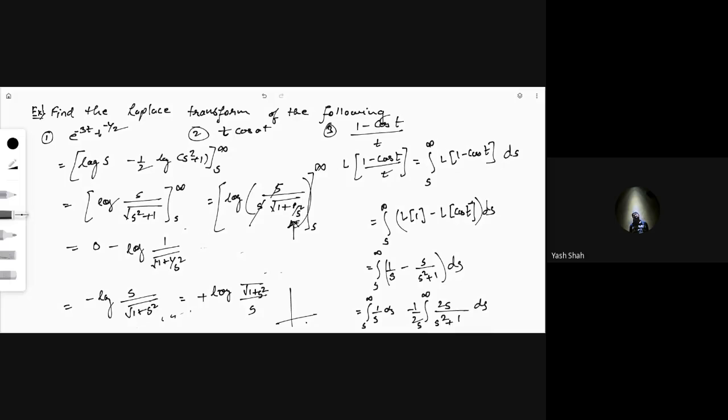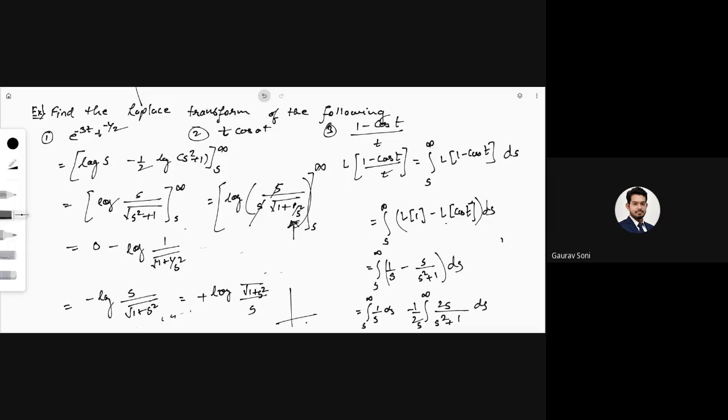Sir, I didn't get it, sir. Now, which step you didn't get? Sir, from the integration part only. Starting, we took the first one. On the right hand side, second step. On the right hand side, second step, integration of 1 by s and this. Yes, sir.